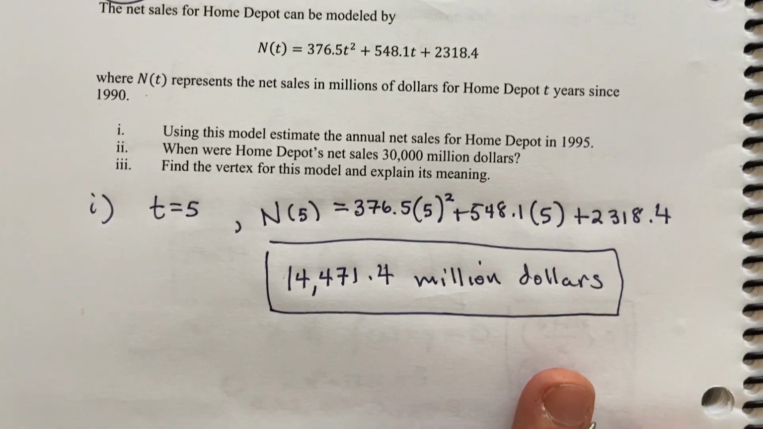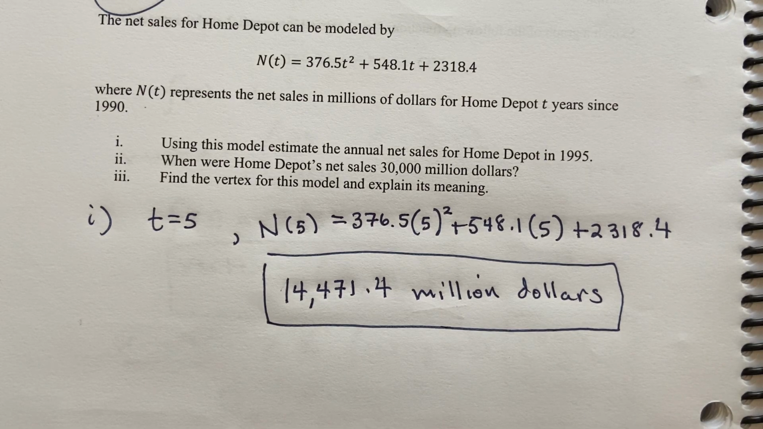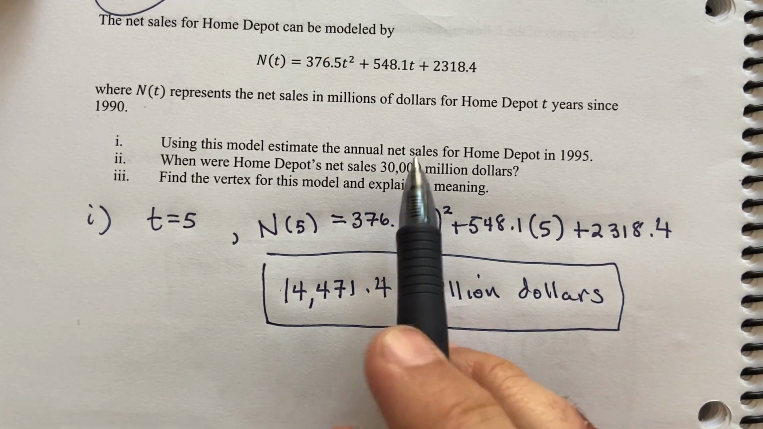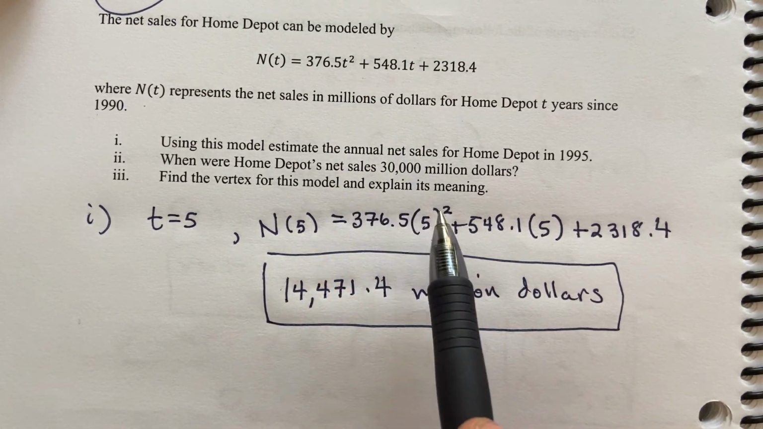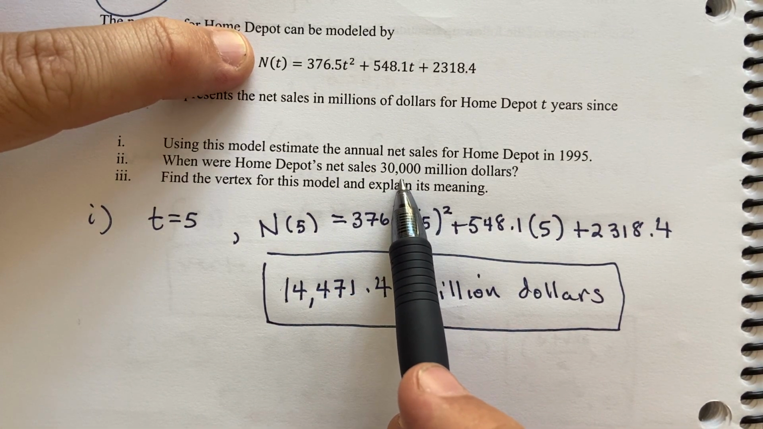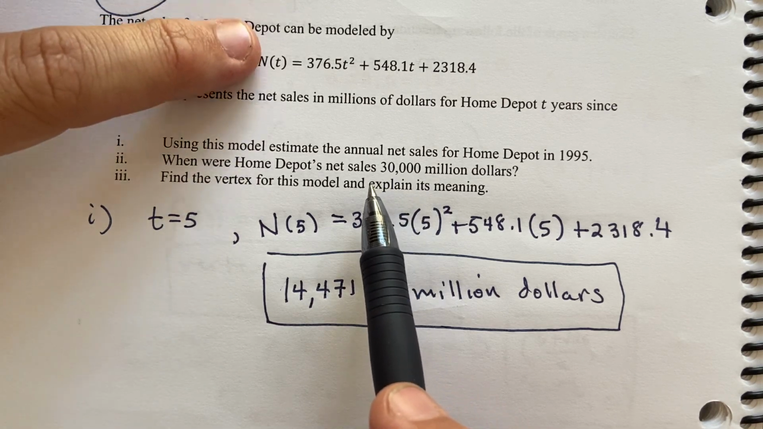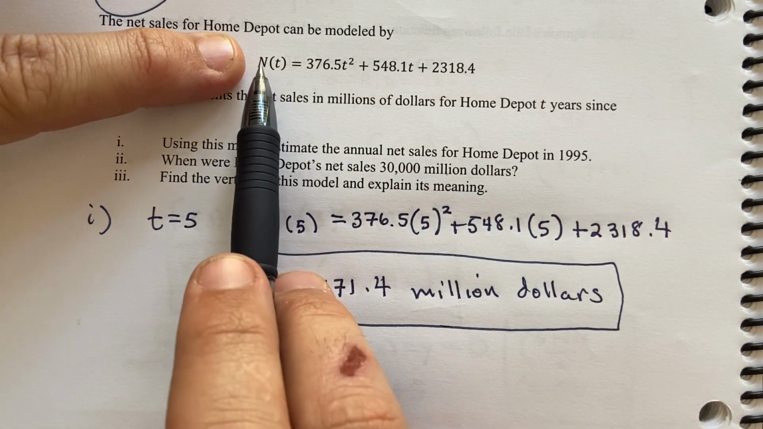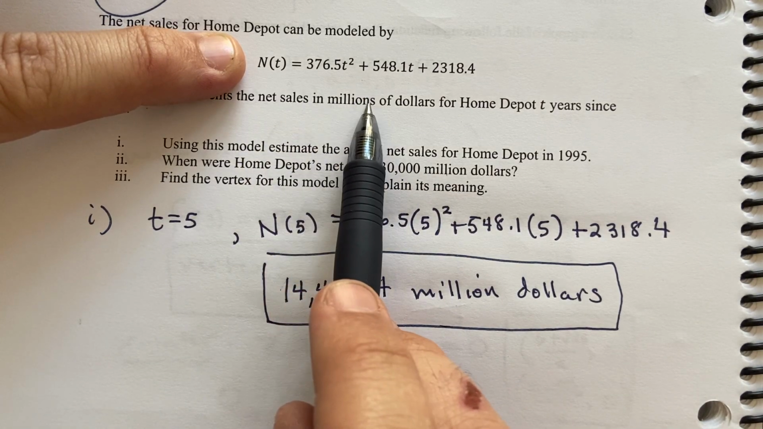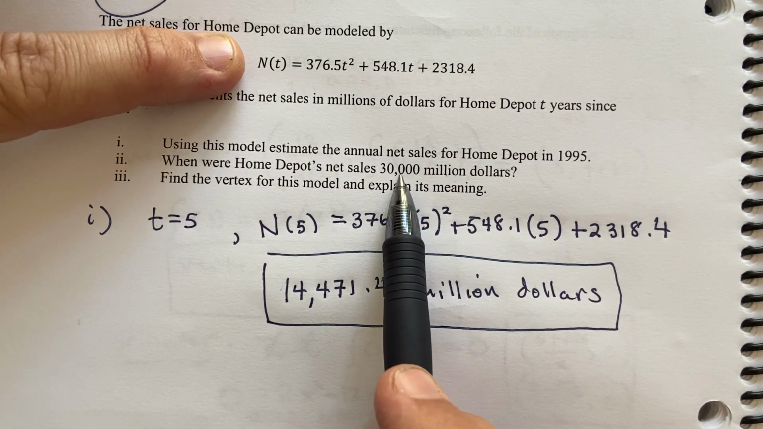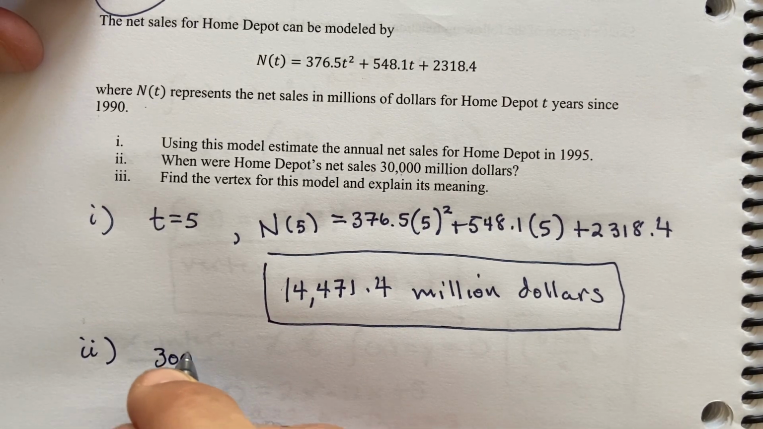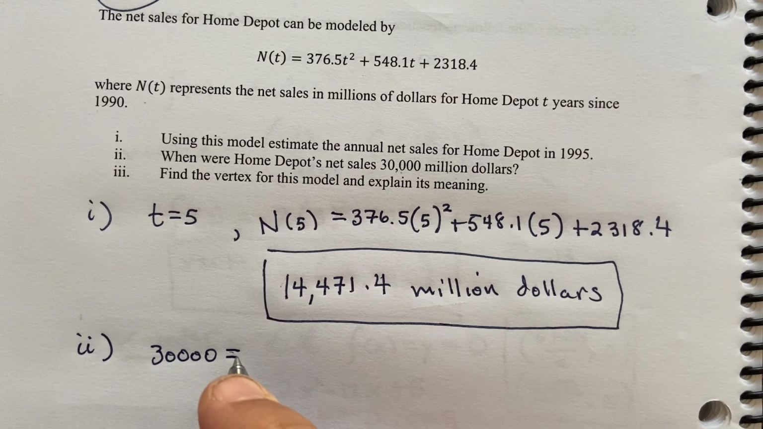Okay, part 2 says, when were Home Depot's net sales $30,000 million exactly? So now instead of plugging in for T, this is now N. This is a number of sales. So I'm going to plug 30,000 in over here. Since it's 30,000 million, it's already in the right units because N counts the number of millions. So 30,000 million means I'm just going to plug in 30,000.